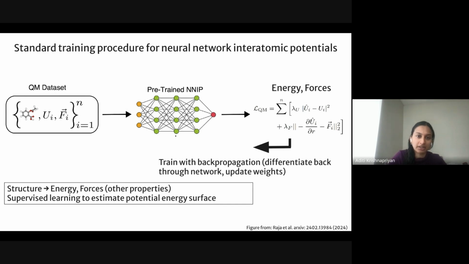And for the architecture itself, in this field in particular, graph neural networks have been fairly popular, which is a bit different from a lot of other fields of ML.